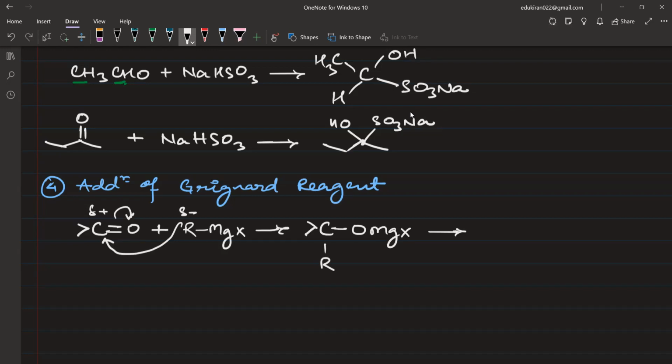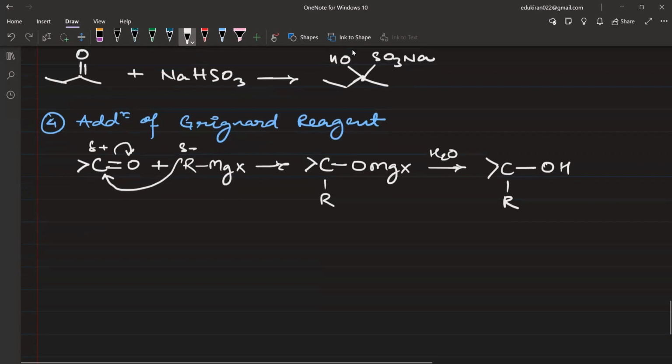Then we added water, and as soon as we added water, what happened? We got C. Whatever groups are attached, they are attached as it is. This R from the Grignard reagent is present, and here O gets OH. So see, we had three different types of reaction.